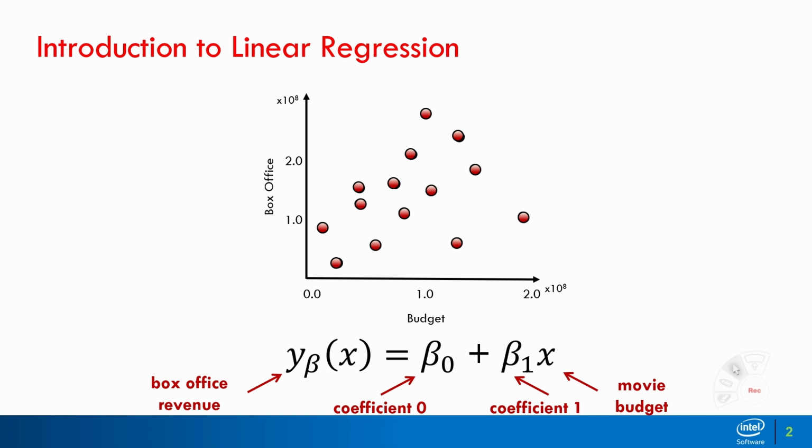In linear regression, we try to find a line of y equals beta 0 plus beta 1 times x that best represents this dataset. Our target or dependent variable, y, is box office revenue. The input independent variable is the movie budget. Beta 0 and beta 1 are coefficients. Beta 1 is the slope, and beta 0 is the intercept. Thus, finding a line means finding the best coefficients, beta 0 and beta 1.